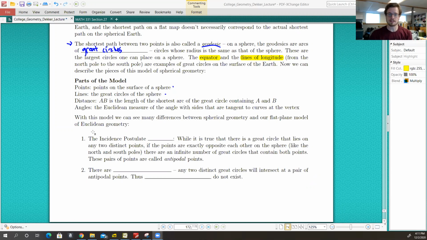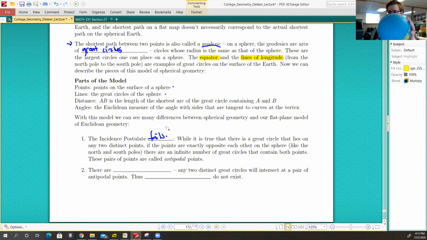So the incidence postulate: 2 lines will always meet. We already talked about that. And because of that, the incidence postulate fails. When we talk about the incidence postulate, what we're talking about, if I remember correctly, is there being a line between any 2 points, and that line being unique.